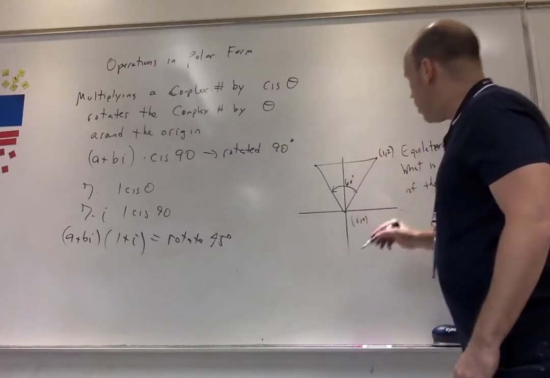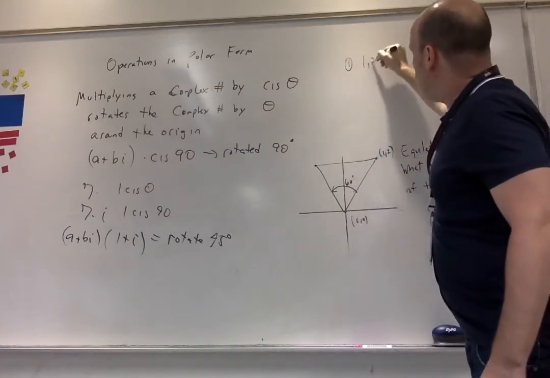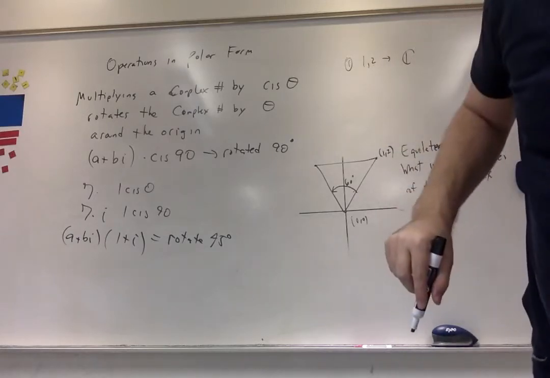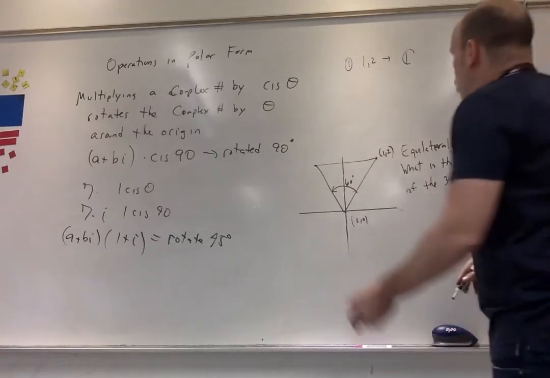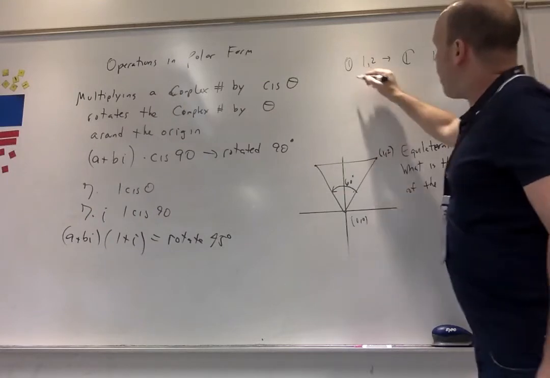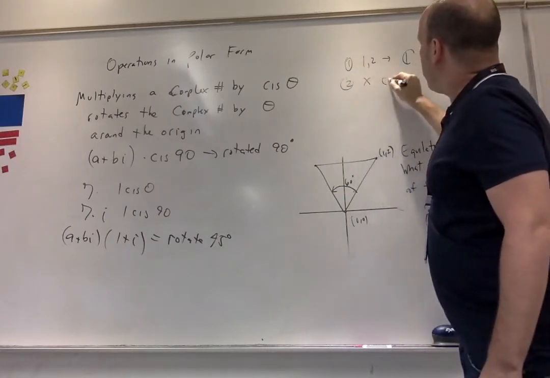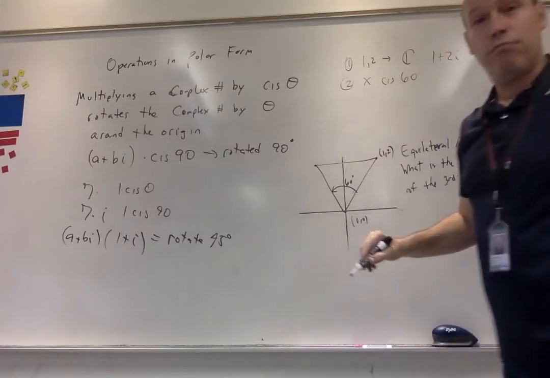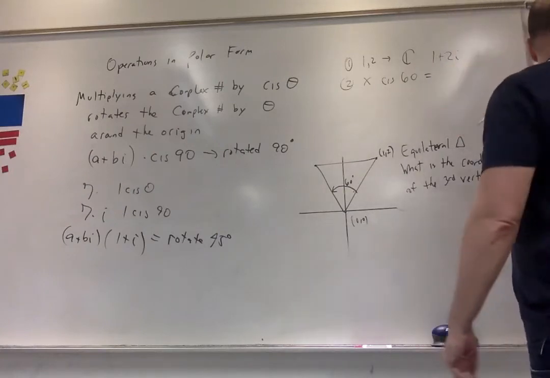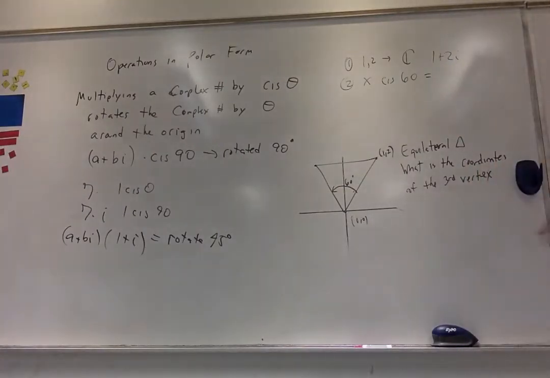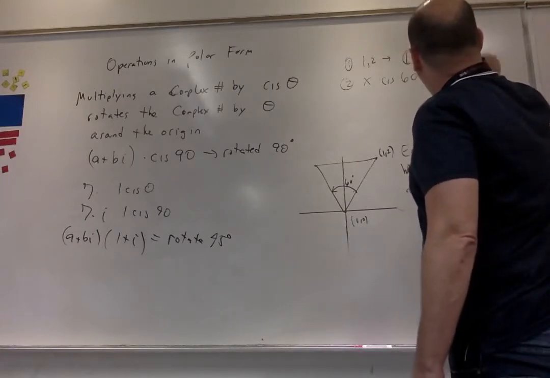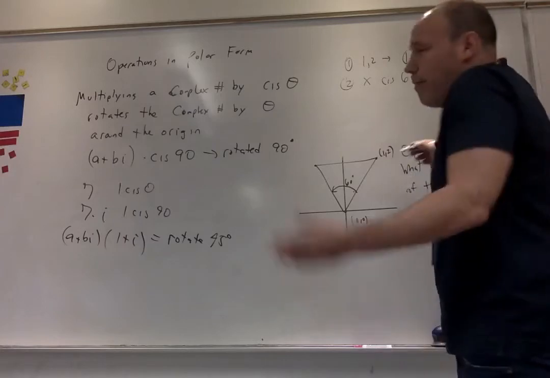So step one, turn 1, 2 into a complex number. What is 1, 2 as a complex number? Well, it's 1 plus 2i. Next, multiply that by cis 60. That's it. What is cis 60? Well, you know that from before. We know it's 1/2 plus i radical 3 over 2. And that's it. You just multiply.